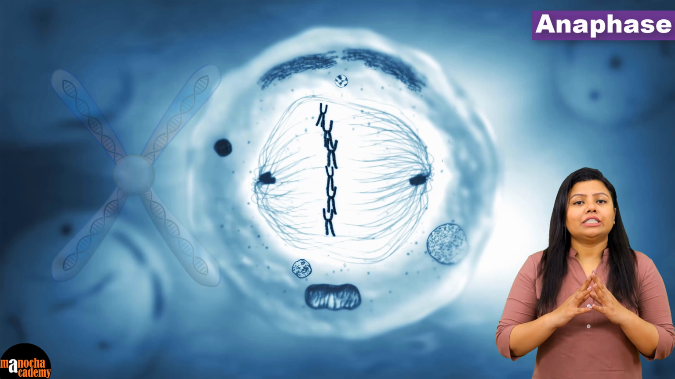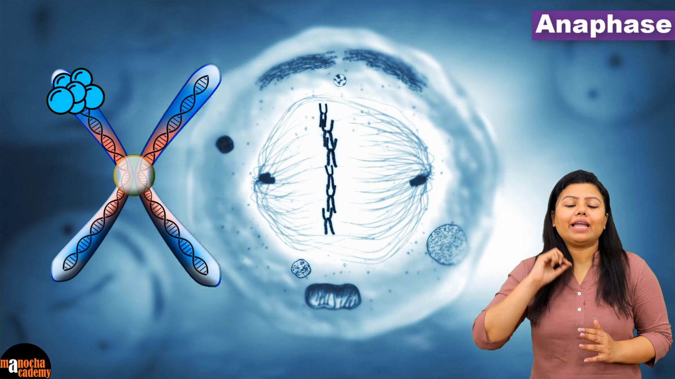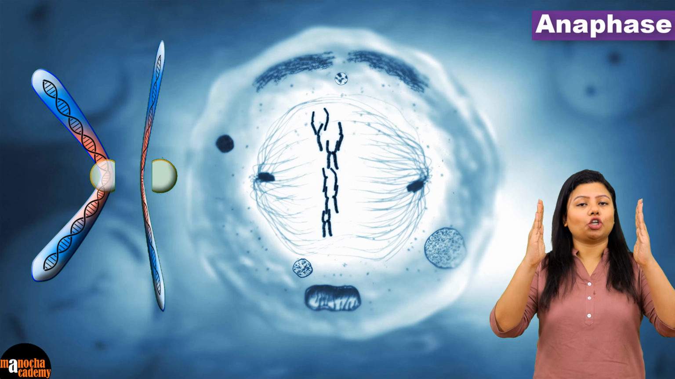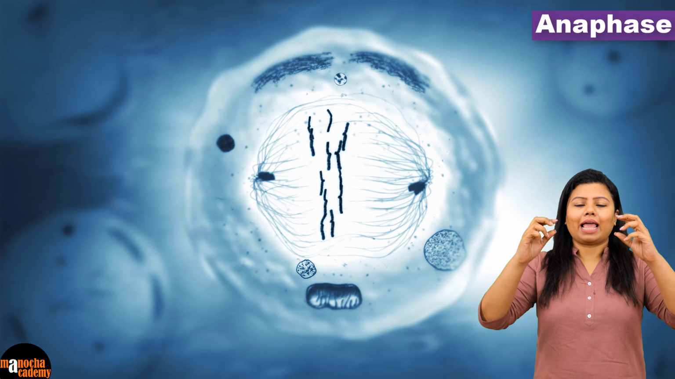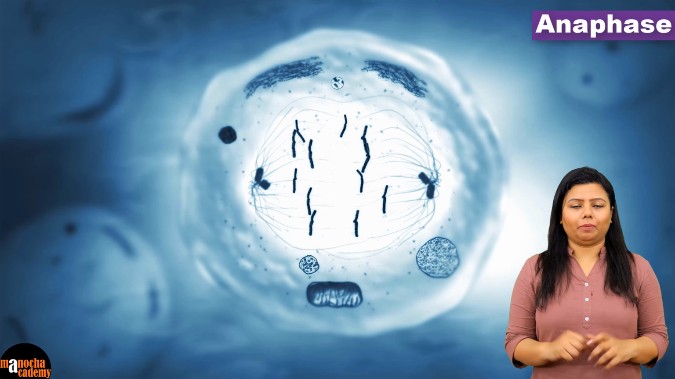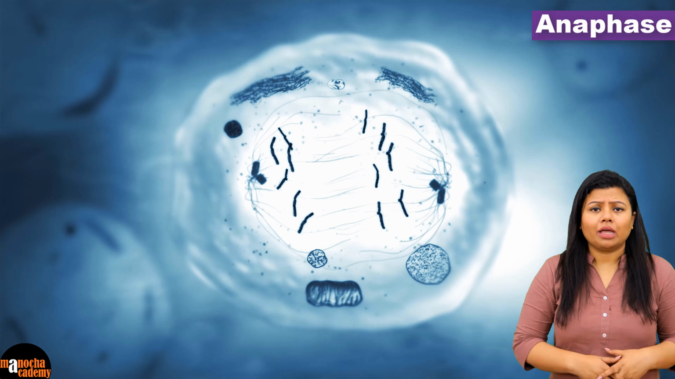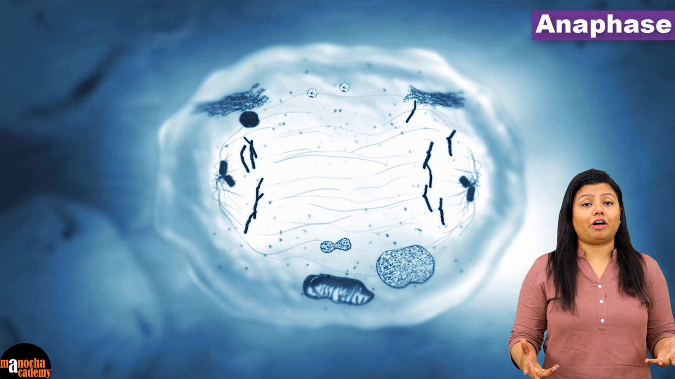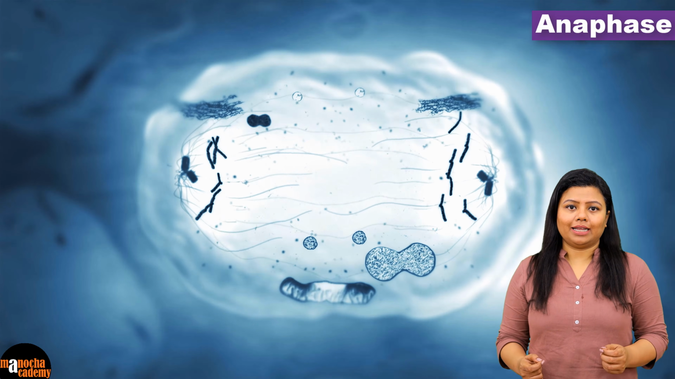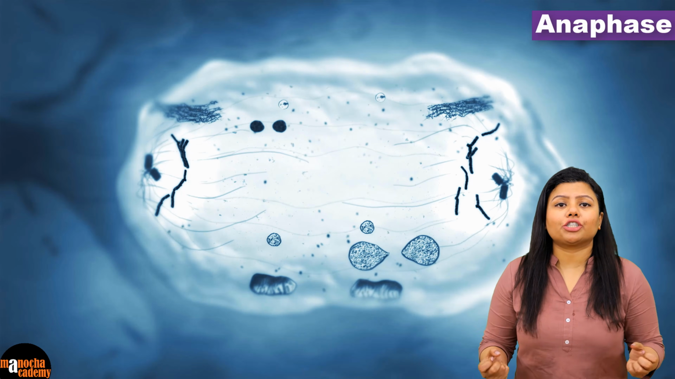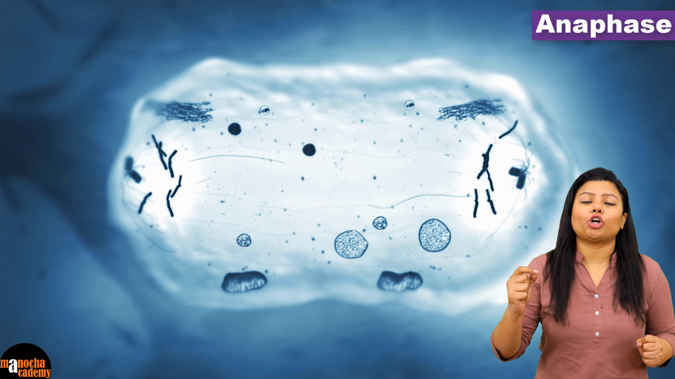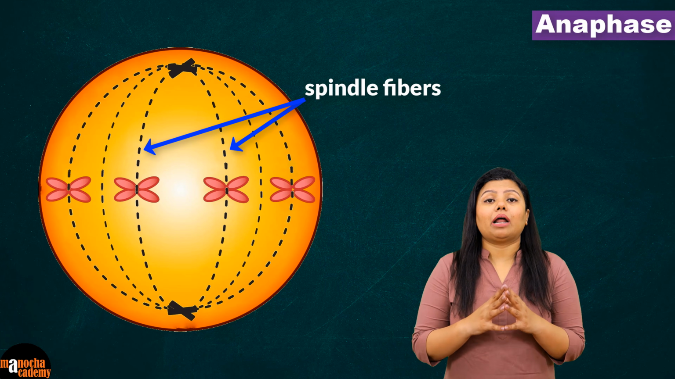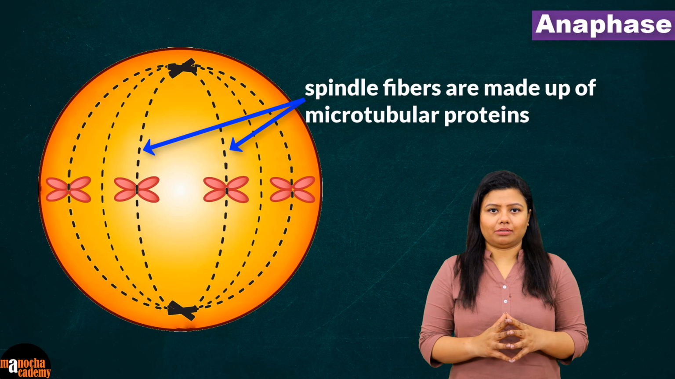So how does this happen? During anaphase, separase divides the centromere from the center. So each chromosome divides into two daughter chromatids or daughter chromosomes, and they start moving towards the pole. Why do they move towards the pole? Very frequently we say that it is due to the shortening of the spindle fibers. Now spindle fibers are not contractile. Therefore, there is no contraction of the spindle fiber. We should say shortening. How does this shortening happen? If you consider the spindle fiber, they are made up of microtubular proteins.